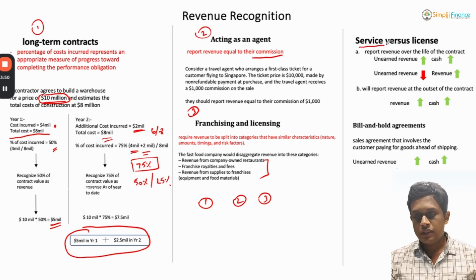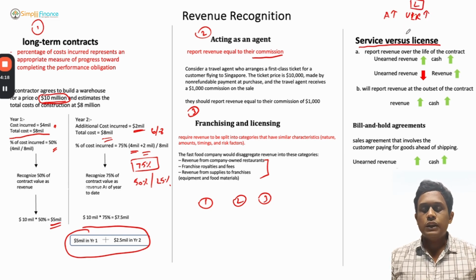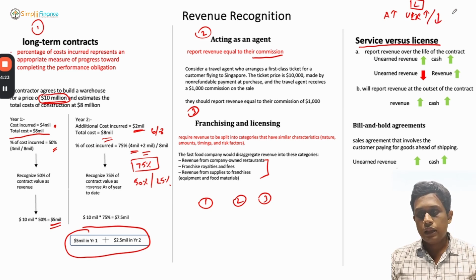Next, services versus licenses. So what happens here, there are 2 ways for you to report this revenue. First, as and when you get cash, you record the cash in the asset side of the balance sheet, and also you record something called unearned revenue. Unearned revenue also goes up. This becomes a part of the liabilities. So here, as and when the performance obligation is done, the unearned revenue comes down and the income statement revenue goes up.